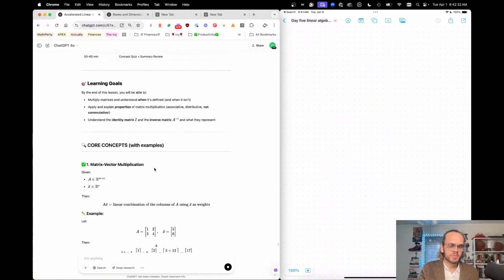So the core concepts: matrix, vector, multiplication. So given that we have a matrix such that it's in an m by n real space, m by n dimensions, and that the vector is n dimensions. So again, these columns are vectors is one of the key things.